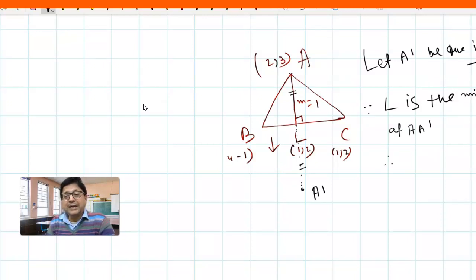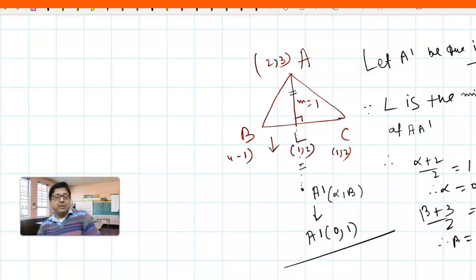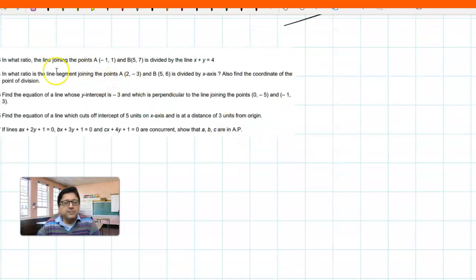Therefore, if I take A dash as (alpha, beta), the value can be determined now. (Alpha plus 2) by 2 equal to 1. So alpha is going to be 0. And (beta plus 3) by 2 equal to 2. Therefore, beta is going to be 4 minus 3, which is 1. So A dash, this image we found, is nothing but (0, 1). Alright.